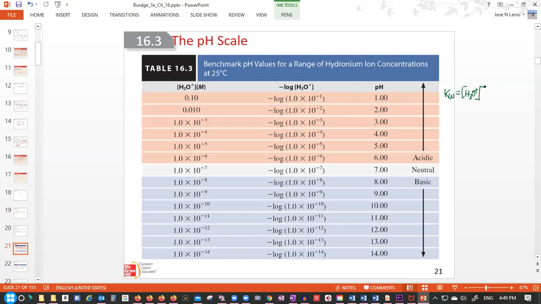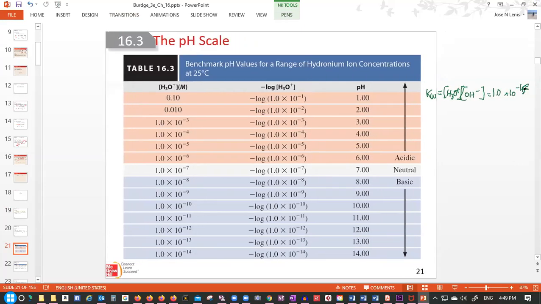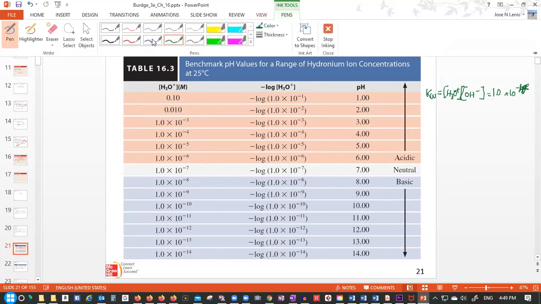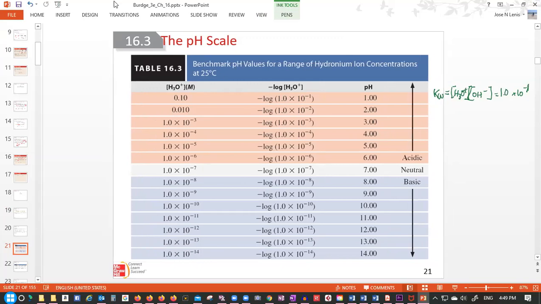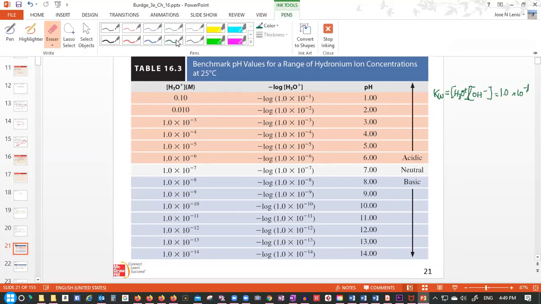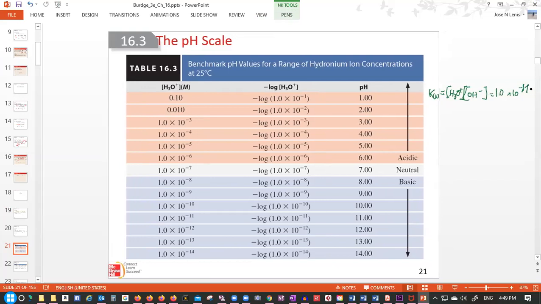Times concentration of OH minus equals 1.0 times 10 to the negative 14.